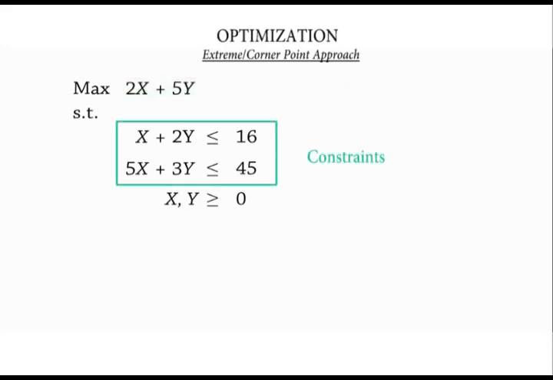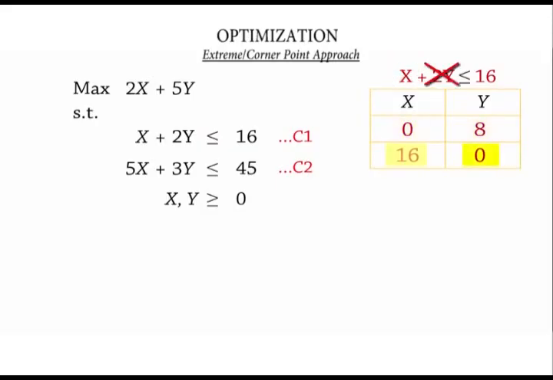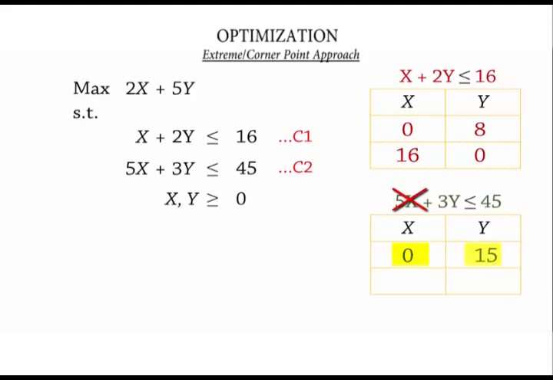These two are the constraints or restrictions on how to attain the objective. We can label them C1 and C2. These two are the non-negativity constraints. To solve these as usual, we first find the points for the lines that satisfy the constraints. For C1, when x is 0, y will be 8, and when y is 0, x is 16. For the second constraint, when x is 0, y will be 15, and when y is 0, x will be 9.